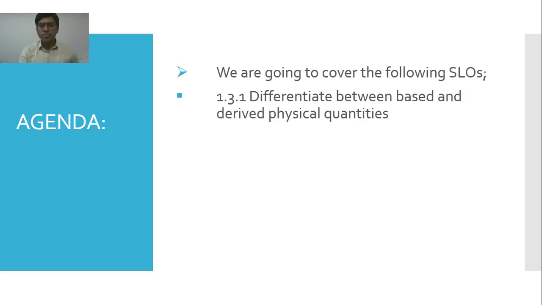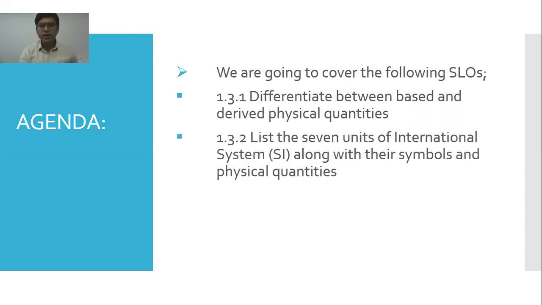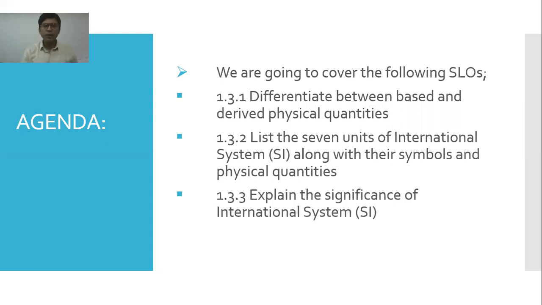We are going to cover: differentiate between base and derived physical quantities. It means that in our first SLO, we are going to discuss the differences between base and derived physical quantities. Then list the 7 units of the international system of units along with their symbols and physical quantities. In this SLO, we will look at the list of physical quantities along with their symbols and units. And in the last, we will talk about the significance of the international system.